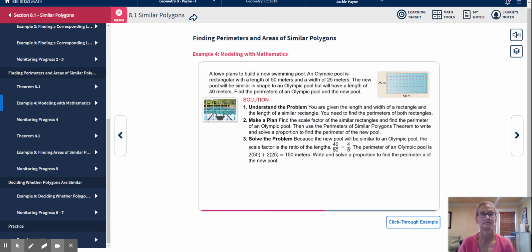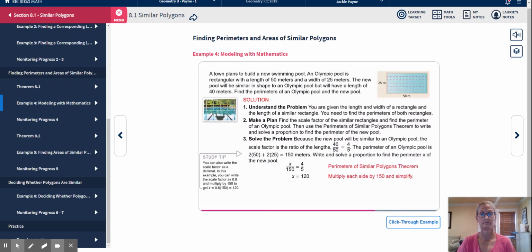Write and solve a proportion to find the perimeter x of the new pool. Use the perimeters of similar polygons theorem, which states if two polygons are similar, then the ratio of their perimeters is equal to the ratio of their corresponding side lengths. Let x represent the perimeter of the new pool, and write the proportion x divided by 150 is equal to 4 divided by 5. Multiply each side of the equation by 150 and simplify. This gives you x is equal to 120.